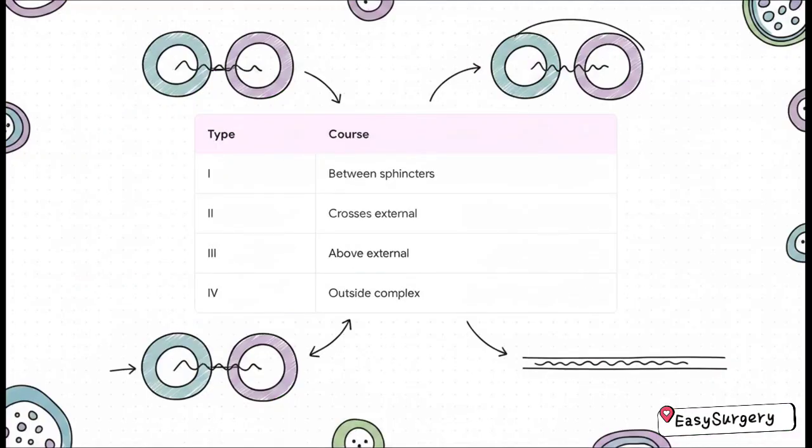To master this classification, you have to understand the foundational anatomy. The entire system is based on how the fistula tract physically relates to the internal and external anal sphincters. Let's break down how these tracts actually move. Type 1 is intersphincteric, meaning the tract runs directly between the internal and external sphincters. Type 2 is transsphincteric, where it actively crosses through the external sphincter. Type 3 is suprasphincteric. This one travels high up, above the external sphincter before descending. And finally, type 4 is extrasphincteric, passing completely outside the entire sphincter complex to enter directly into the rectum.